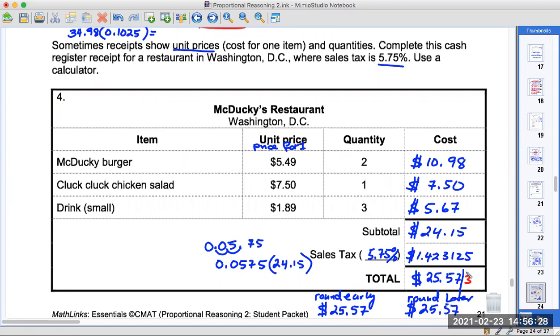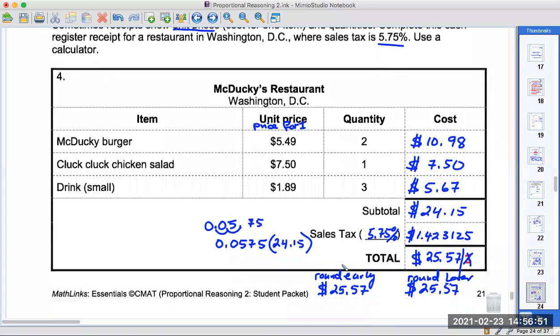But in some instances, it might make a difference, and the government is very greedy. They want every single penny, and so they will look for that. They will have people research. When do we round? Do we round before we add or after we add? Anyways, this is what you end up paying for your whole bill. Okay, so this is your total.